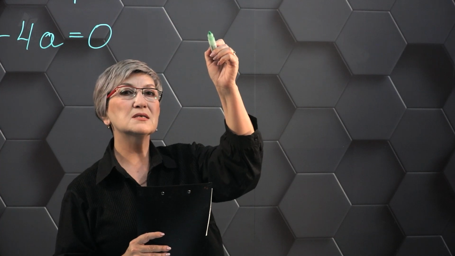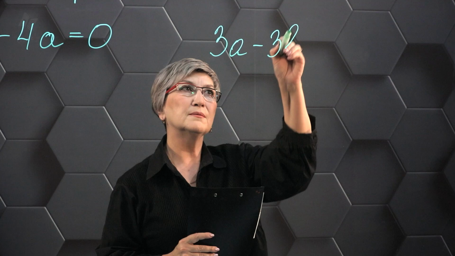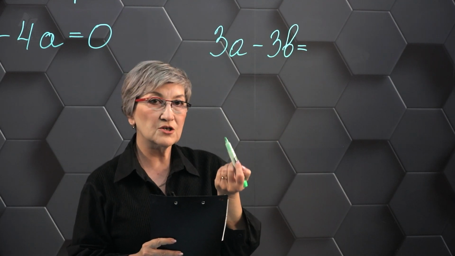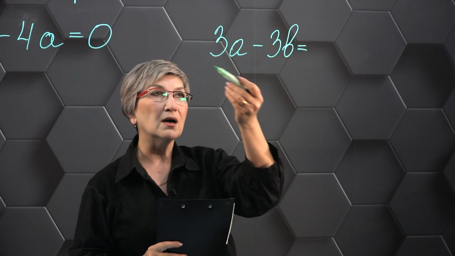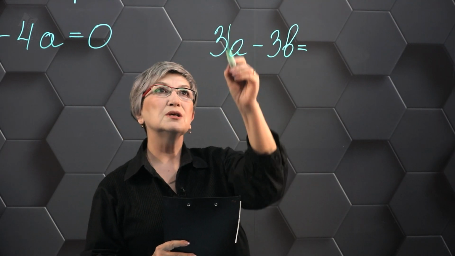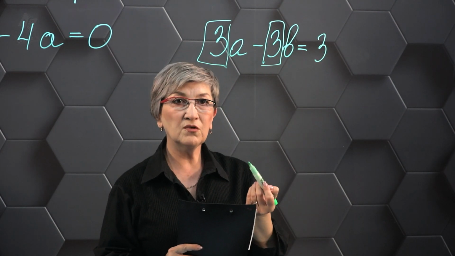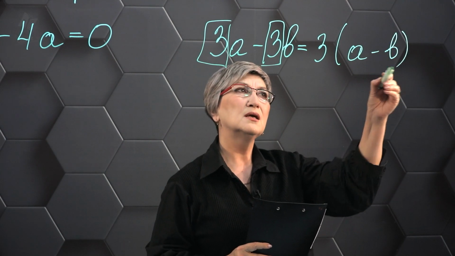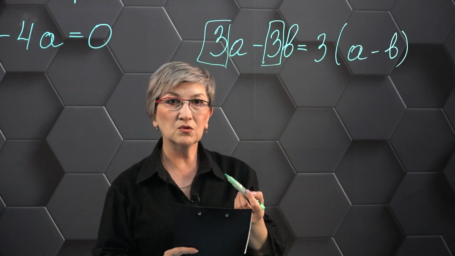For example, if I write down the following expression, 3a minus 3b. That's an algebraic expression. That's not an equation. That's an expression I can write in a different form. It's a sum. I can write it down as a product. In that case, I can see the common factor, which is 3. And I can put the 3 out of the bracket. Then a minus b remains in the bracket. So I've decomposed this into two multipliers.